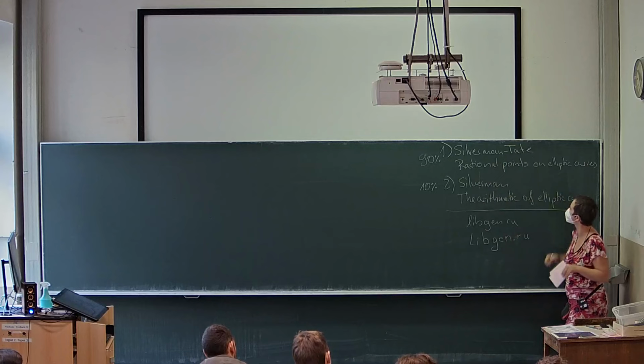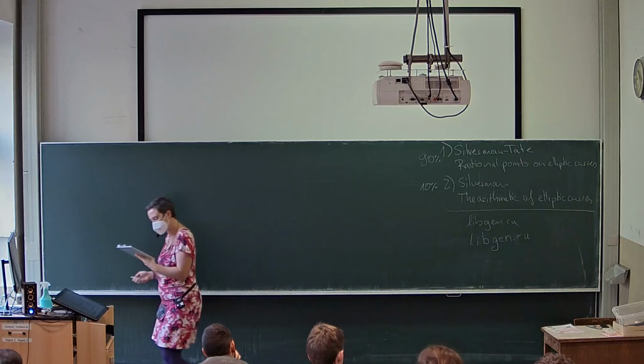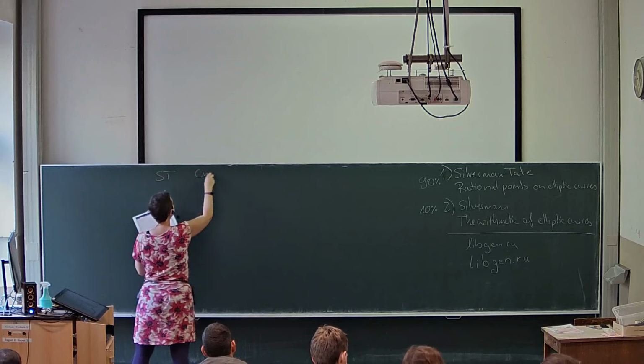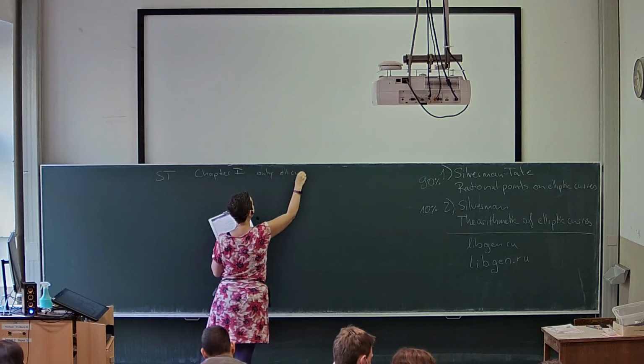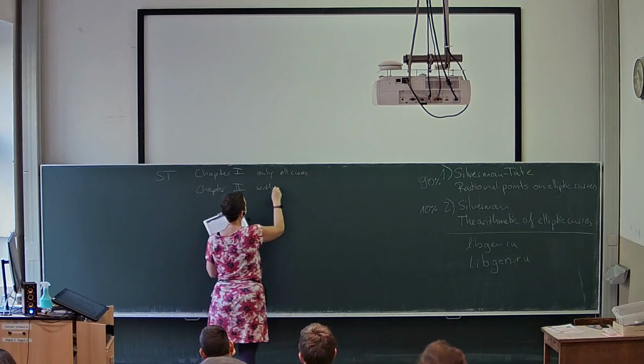And I also made a plan of what I want to cover in those books. So the goal is ST, which is Silverman-Tate. There we will probably do chapter 1, but only the part with elliptic curves. We will do, so this is only the rough sketch, chapter 2, without elliptic curves over C.